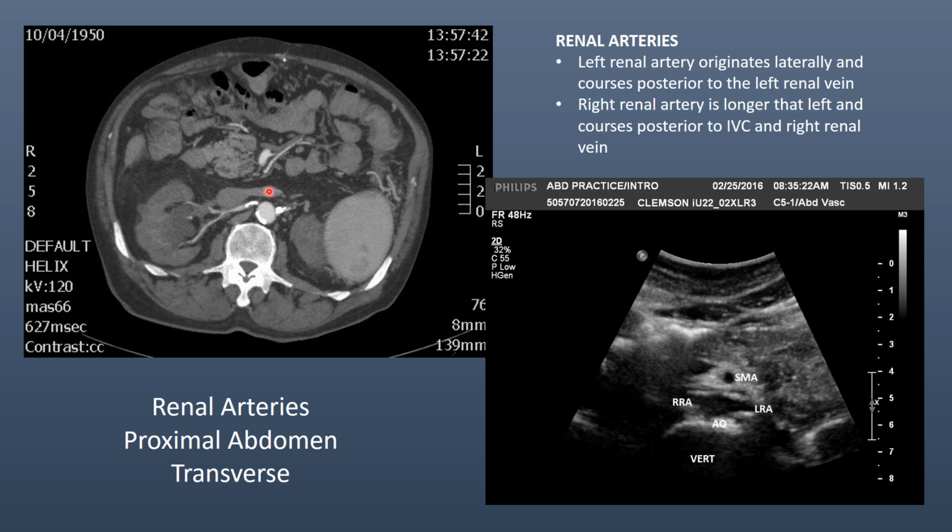And because of the location in the abdomen, the right renal artery is going to be longer than the left renal artery. It's got farther to go. It's got to go behind this IVC and go all the way over, since the aorta sits to the left of midline.